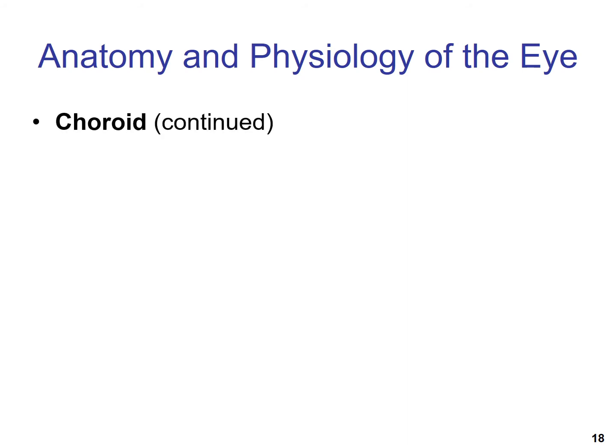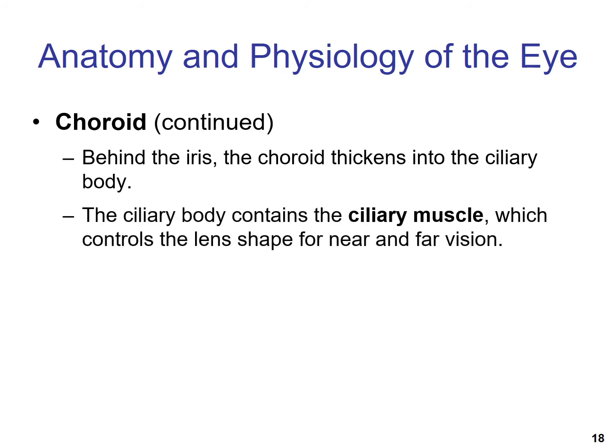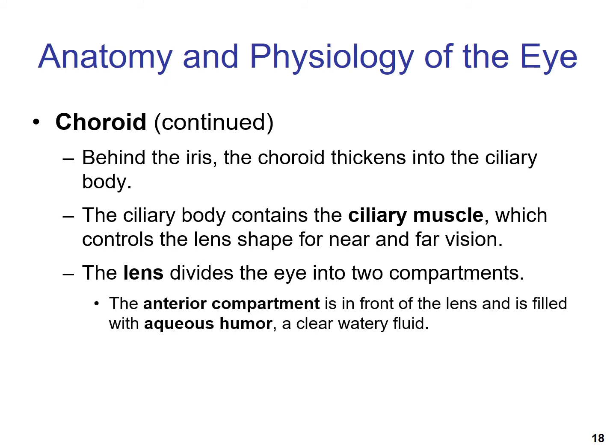So let's take a further look at the A&P of the eye. Behind the iris, the choroid thickens into the ciliary body, and that is sort of an anchor point for ligaments that attach to the lens. The ciliary body contains the ciliary muscle, and it really is able to change the lens shape for near and far vision. The lens itself divides the eye into 2 compartments. The anterior compartment is in front of the lens, and it's filled with what's called aqueous humor, which is clear and has just about the same density of water. The posterior compartment is behind the lens, and it contains something called vitreous humor, which I think is closer to maybe the consistency of corn syrup.